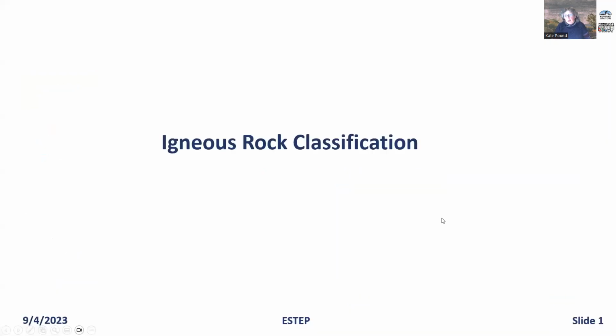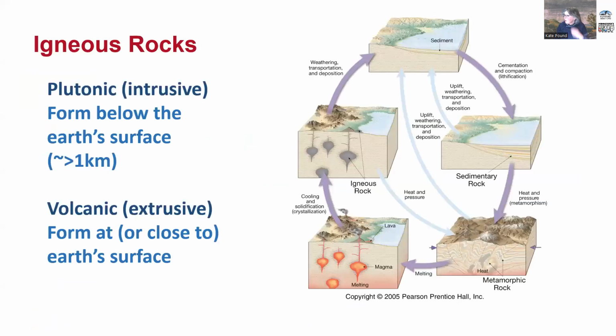Okay, so we're going to start out by thinking about igneous rock classification. Remember where igneous rocks are on the rock cycle. It's when molten material or magma cools and crystallizes to make igneous rocks. And here we have a beautiful artistic rendition of the rock cycle. We've got our molten material and the cooling and solidification or crystallization of that molten material to make igneous rock.